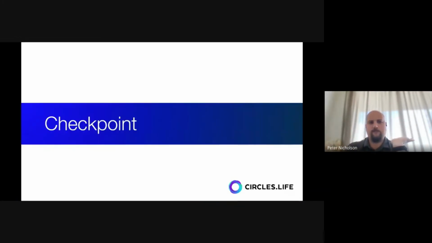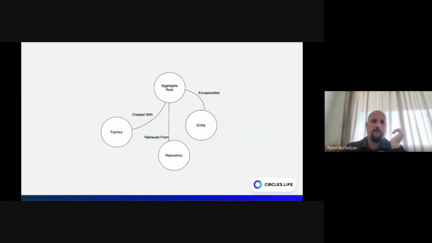So I know this has been a lot. This is probably about three quarters of the things to cover. I just want to do a checkpoint so we can reference what we just talked about. There are aggregates, an aggregate root that encapsulates our entities, can be retrieved from a repository, and be created with a factory.